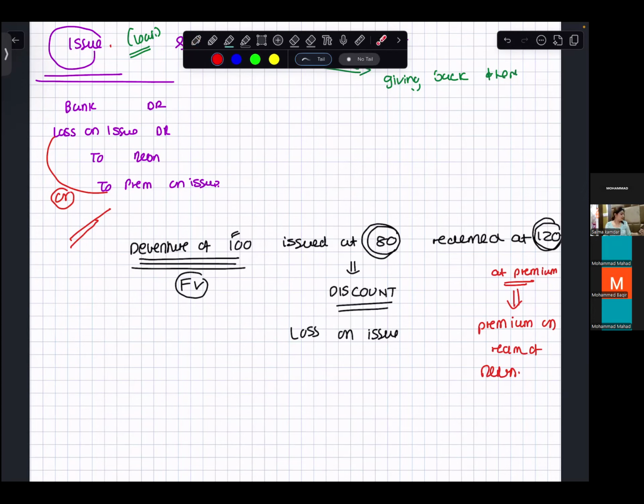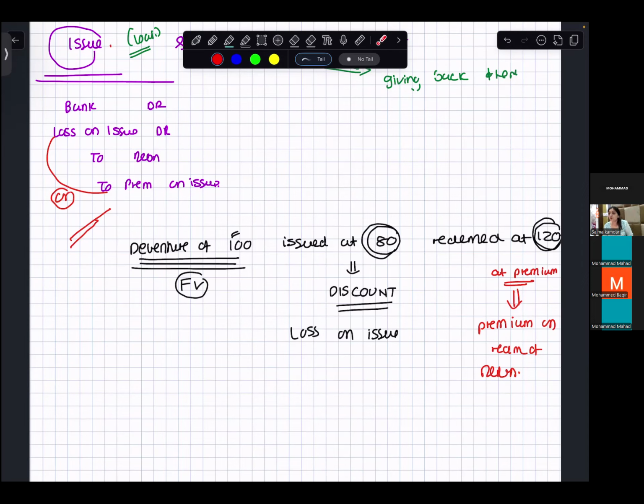When you issued the debentures, you received how much? 80. And when you're going to pay them, you pay them how much? 120. You issued at a discount and you're still going to pay them 120. So you're going to give them a premium amount on redemption of debentures.